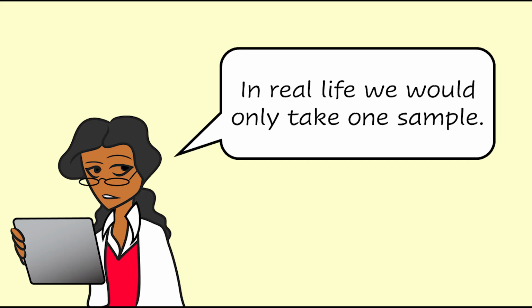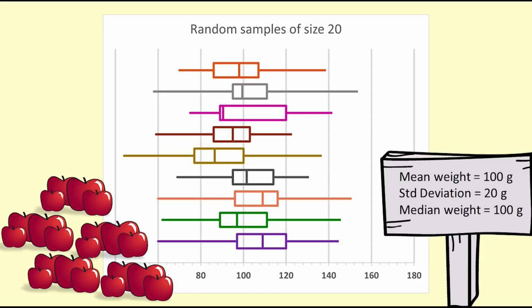Again, in real life we would only take one sample. But in this video we're exploring what different samples would look like, so we will take many samples from this same population. Here you can see 9 samples of 20 apples each, summarised as box plots. There is quite a lot of variation. Remember, every single one of those samples came from the same population. You would only take one sample, and that is what you would use to draw conclusions or inference about the population of all the apples.